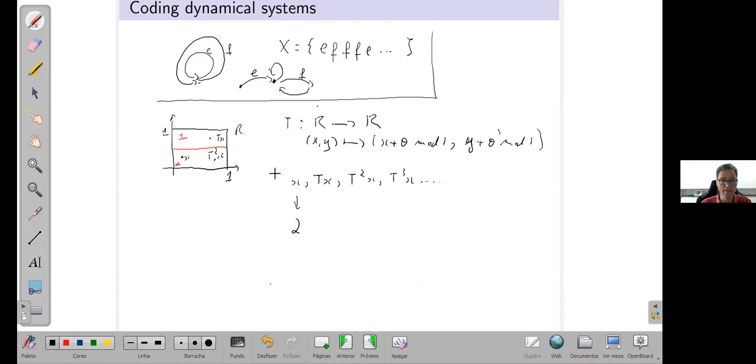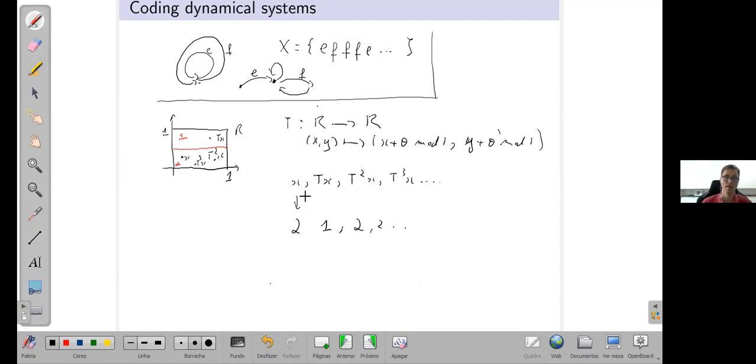Then look, T of X is in rectangle 1. T square of X is in rectangle 2. Let's say we have T cubed here. Well, it doesn't need to always be like this; this is going to give you a wrong impression. Maybe T cube of X is here too. Then I'll go to 2 and so on.